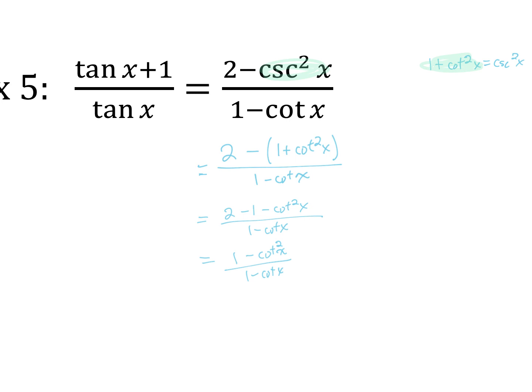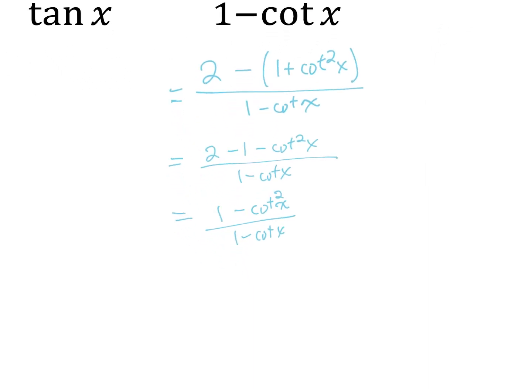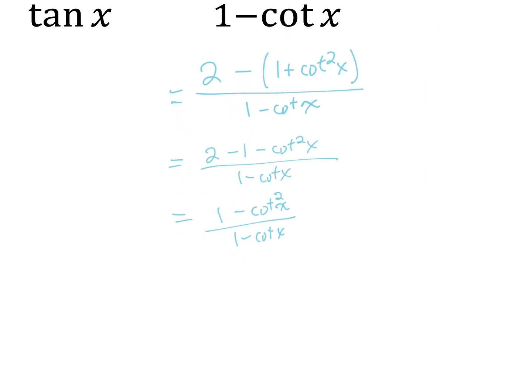Okay, take a look at that. What do you think? So far, so good? Okay, now what? And no, we cannot just divide out the cotangent squared x over the cotangent x and say we have cotangent x. That's not legal because we have that other stuff that's getting added and subtracted to it. But we can factor the numerator.